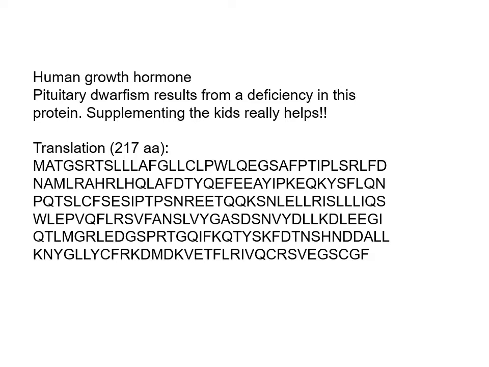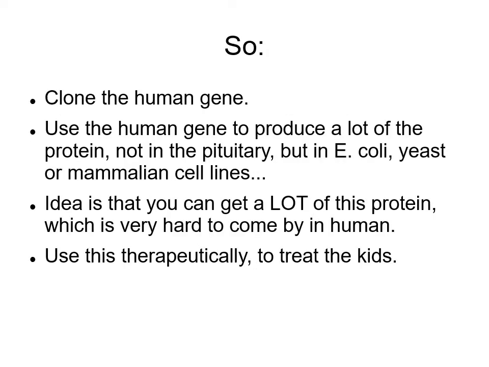Okay, so here's your human growth hormone peptide sequence. It's very small. It's kind of on the big side for hormones, but that's what it looks like when you write it in single letter code. Right, so the idea is you want to clone the human gene. In this case, it will be a cDNA, and use it to produce a lot of protein in some host organism. Could be E. coli, yeast, or mammalian cell lines. The idea is we can get huge quantities of the protein, which makes treatment feasible for the number of people that actually have this disease.